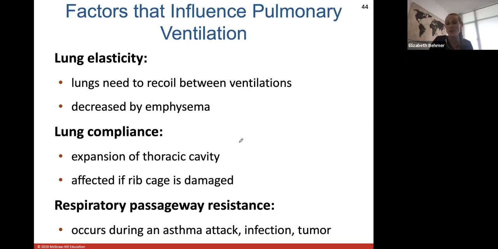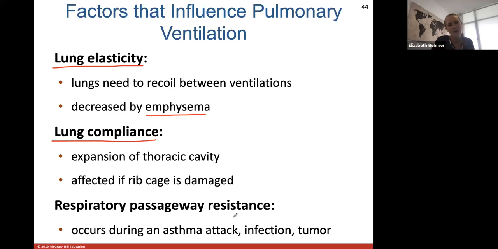Other factors influence the rate of pulmonary ventilation, the rate at which you breathe. For example, lung elasticity describes how your lungs need to recoil or relax between ventilations, and this is decreased by emphysema. Lung compliance is the expansion of the thoracic cavity, and this will be affected if your rib cage is damaged, if you've broken some ribs. These are all factors that can influence your breathing rate and how much air your lungs can take in.